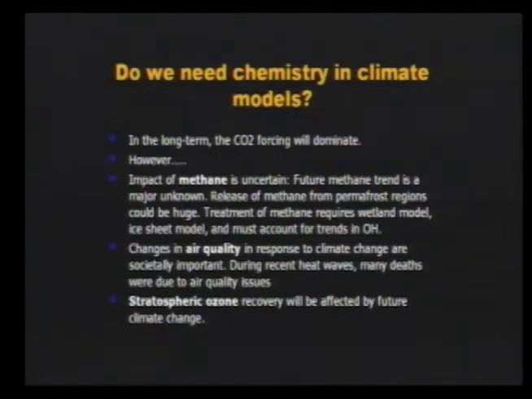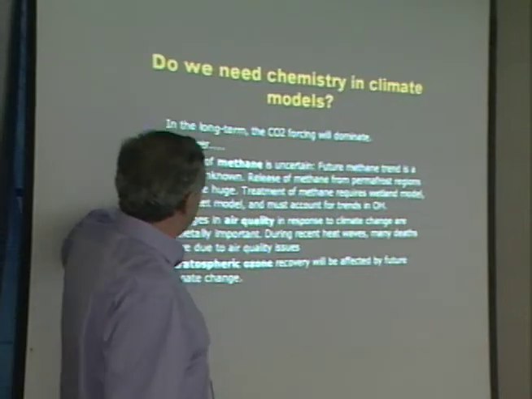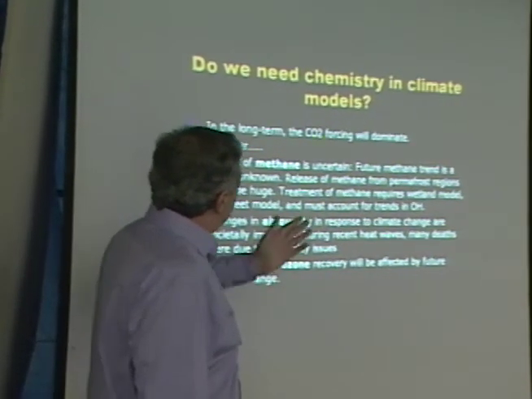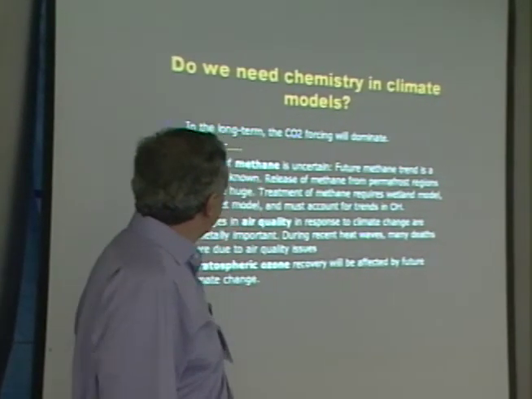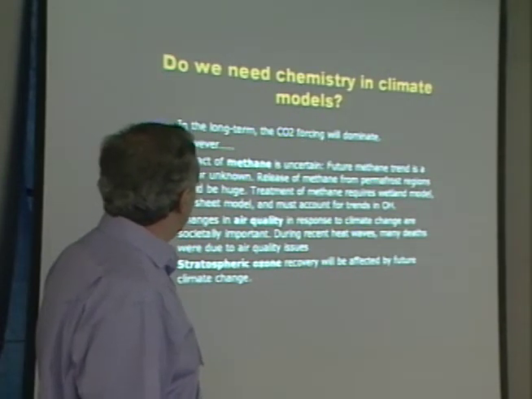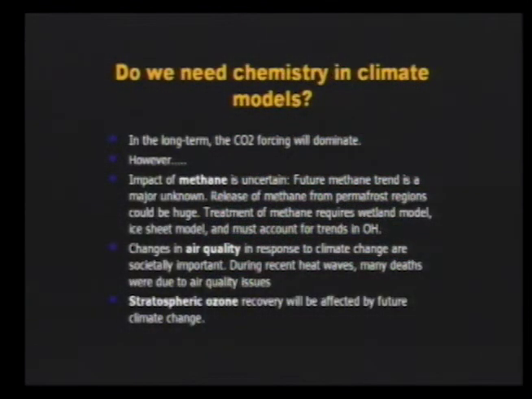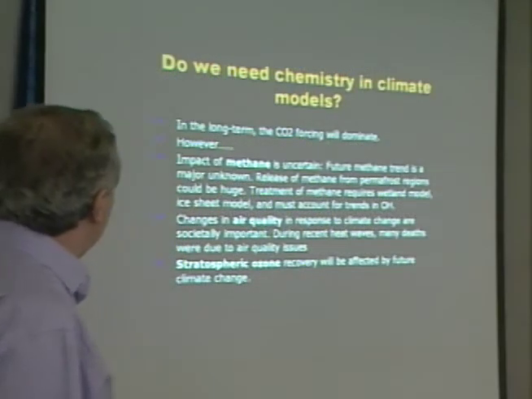The impact of methane, for example, is uncertain. Future methane trend is a major unknown, as I said. The possible release of methane from permafrost regions could be huge, you know, what's going to happen in the Arctic in particular. The treatment of methane certainly requires wetland models to see how things will happen, and also a model that deals with the permafrost and its evolution, and also needs to account for trends in OH.